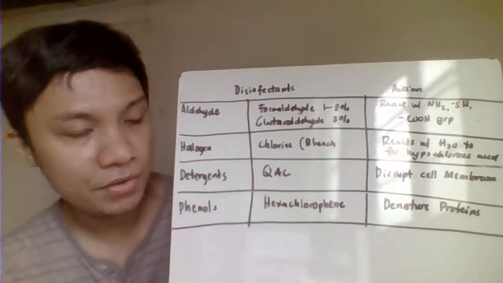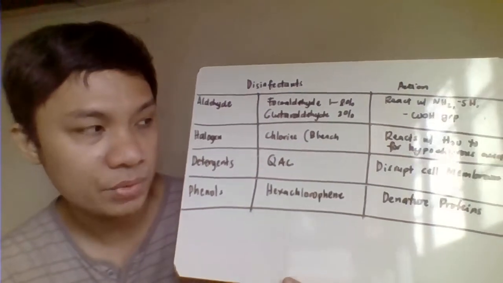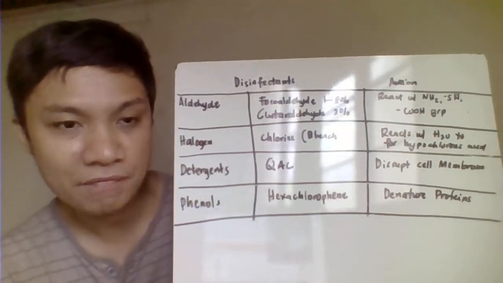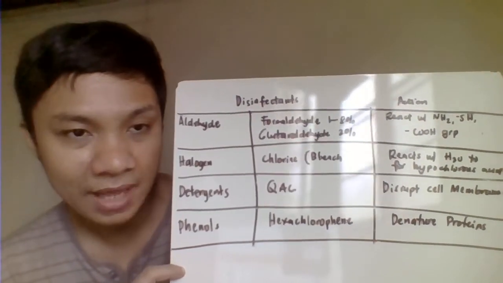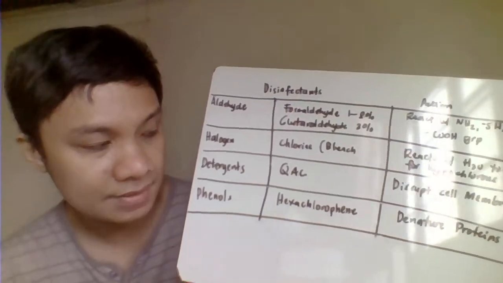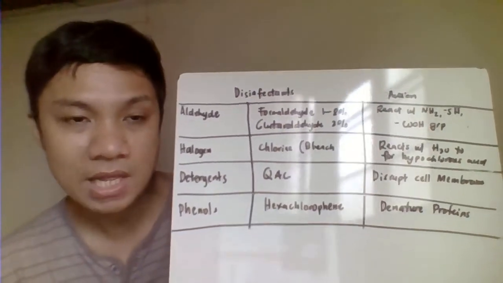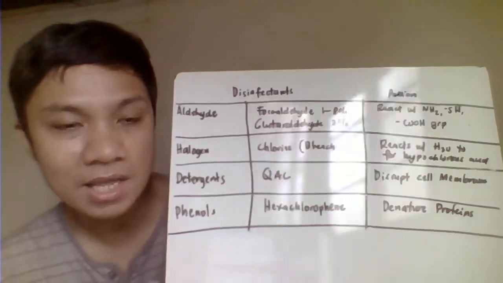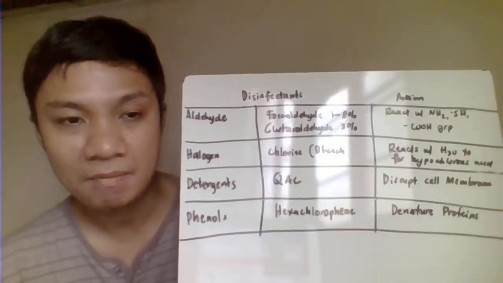Detergent in the form of your quaternary ammonium compound will also try to disrupt here the protein, the cell membrane of your microorganisms. And the phenol here na disinfectant, we have your hexachlorophene. Okay, so it's able to kill your microorganism by denaturing the protein structure of the membrane of your microorganism.